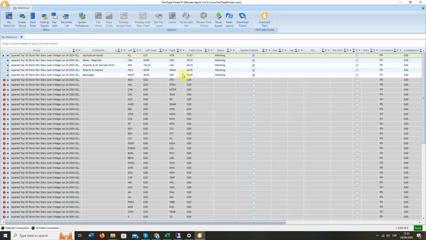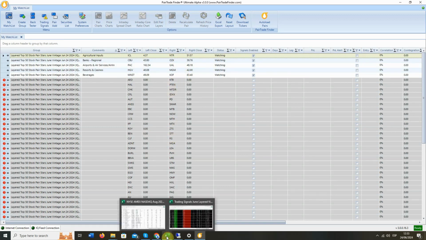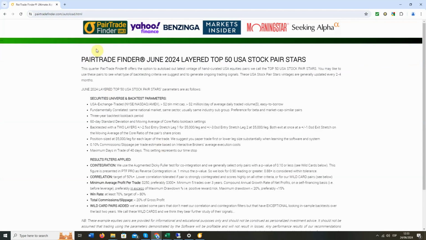And what kind of pairs are being autoloaded? Well, let's go into that in a bit more detail. If you go to the PairTrade Finder autoload.html page, you'll see a summary of the June 2024 layered top 50 US stock pair stars. And this is all of the securities universe and backtest parameters we use and the results filters applied. So these are all 3-year back tests.